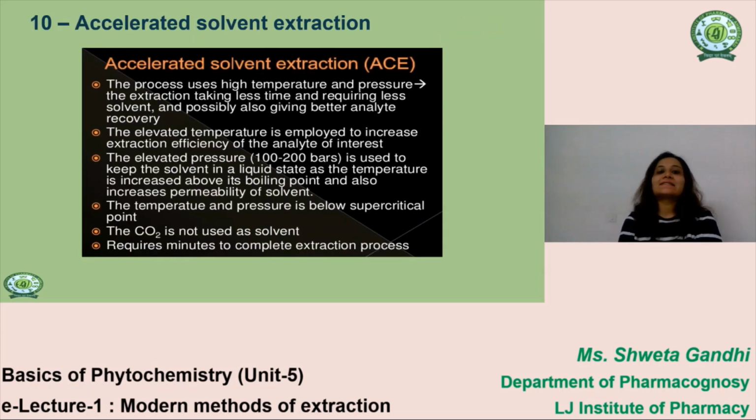Next one is accelerated solvent extraction. Accelerated means increased, fast, at elevated temperature, high temperature and pressure. Accelerated solvent extraction is done at high temperature and pressure. So the time required is less, and we get a high yield.